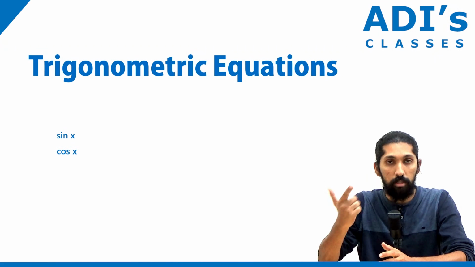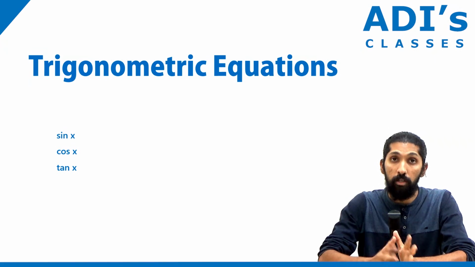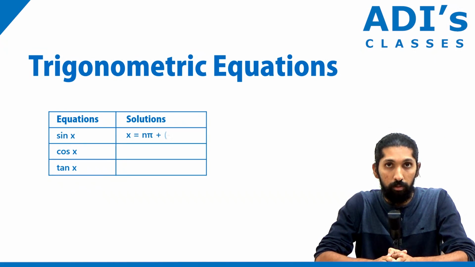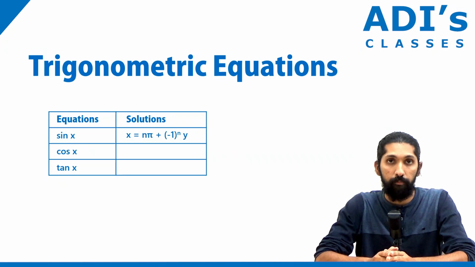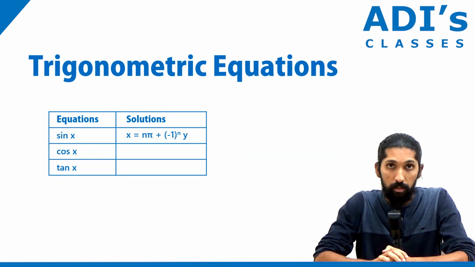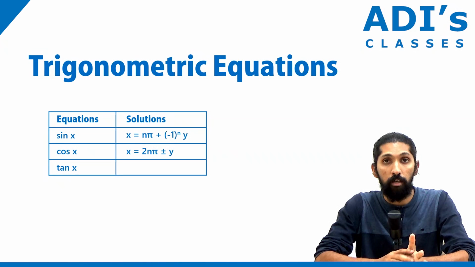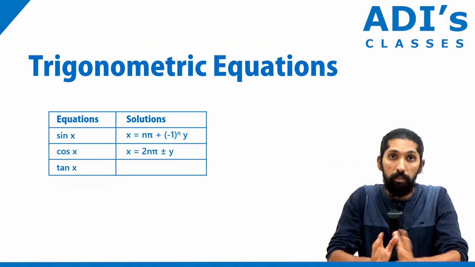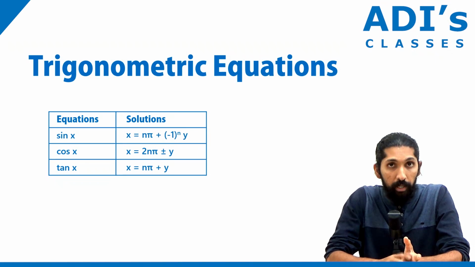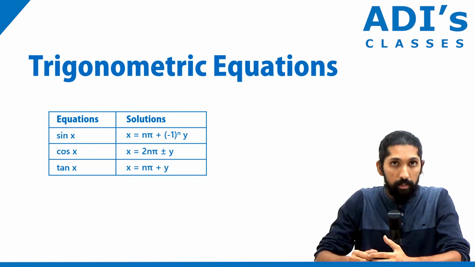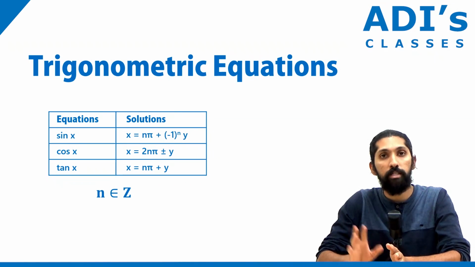Sine, cos, and tan. When you do it for sin x equal to sin y, then the general solution will be x is equal to n pi plus (-1) power n into y. Alright, for cos x, if cos x is equal to cos y, then x is equal to 2n pi plus or minus y. Then for the tan function, x is equal to n pi plus y. Now in all the cases, n is an integer, or n belongs to the set of integers.